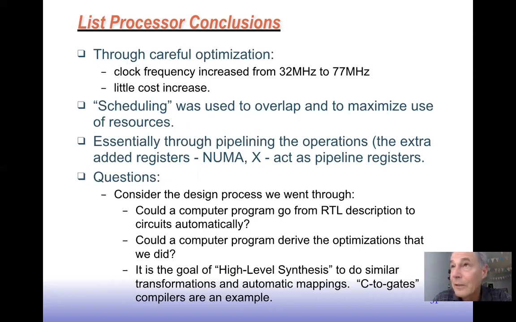In the end, it cost us, I think, 2 registers and 3 muxes. But we saved an adder along the way. So the net cost increase was not very great. We used this kind of scheduling with resource allocation charts to help us figure out how to overlap and maximally use the resources. As I said, essentially through pipelining the operations, these extra registers, the NUMA register and the X register here, end up acting like the pipeline registers.